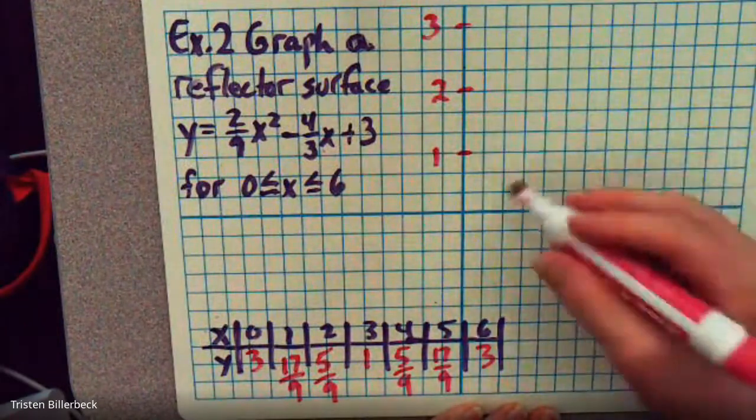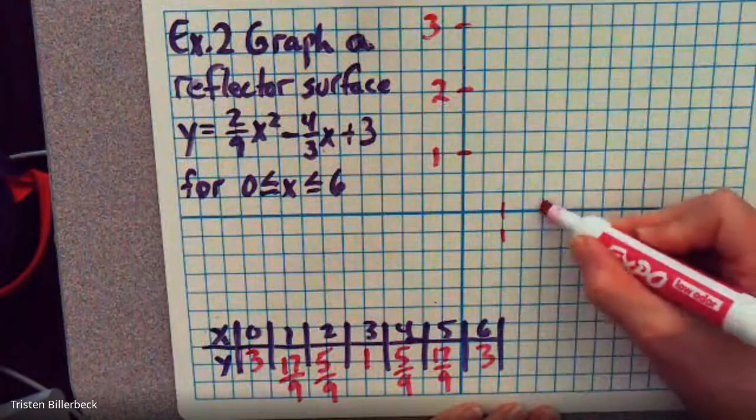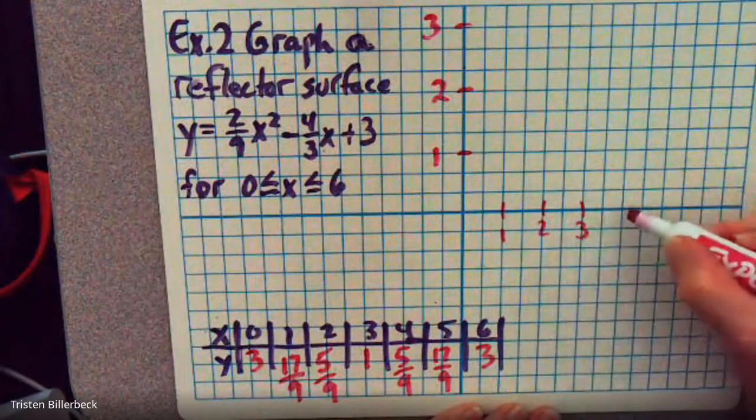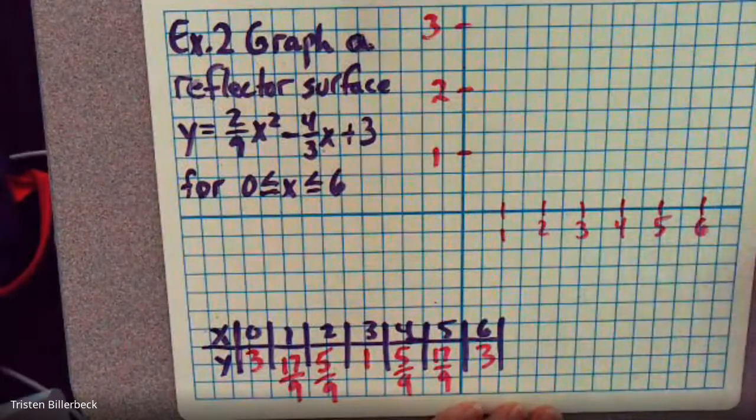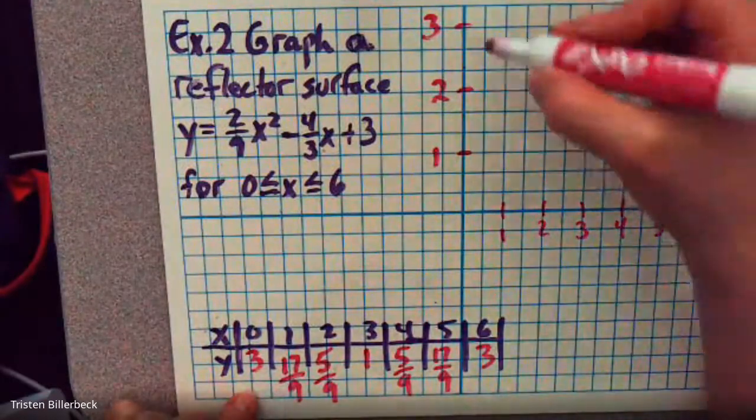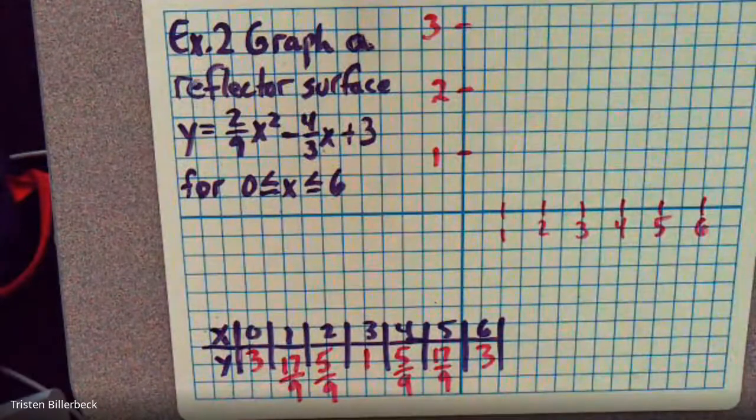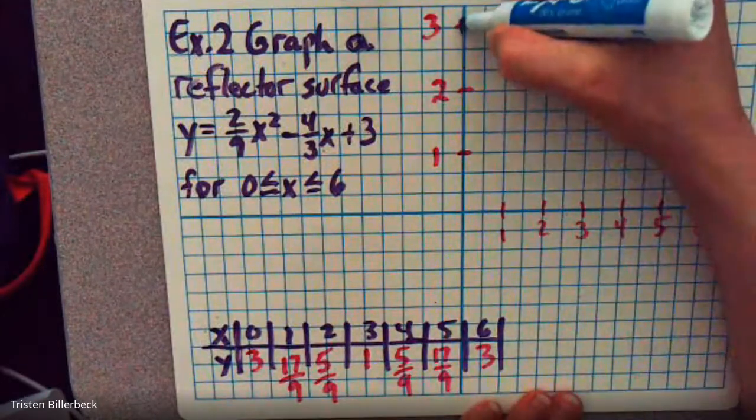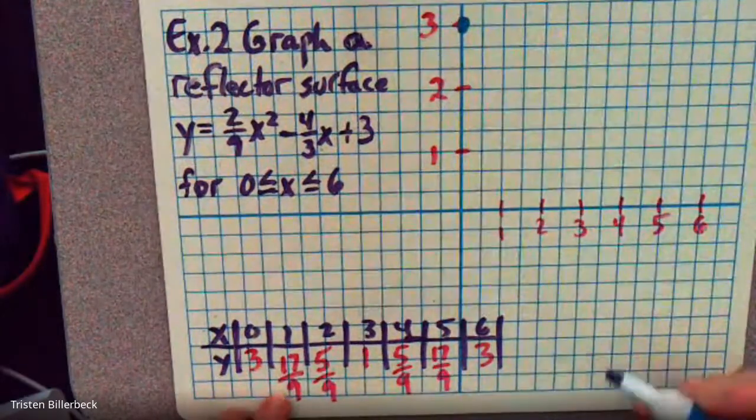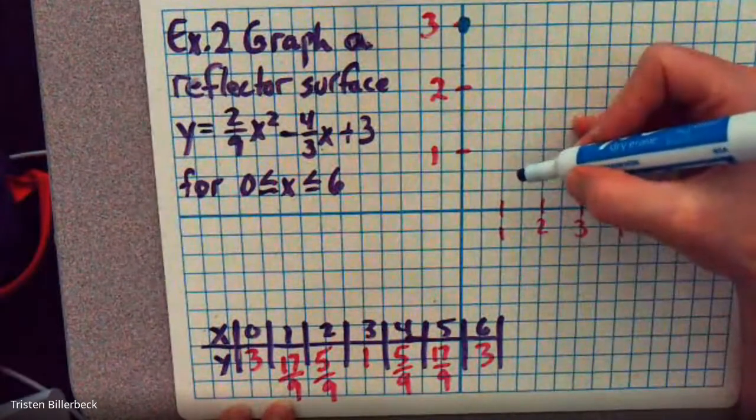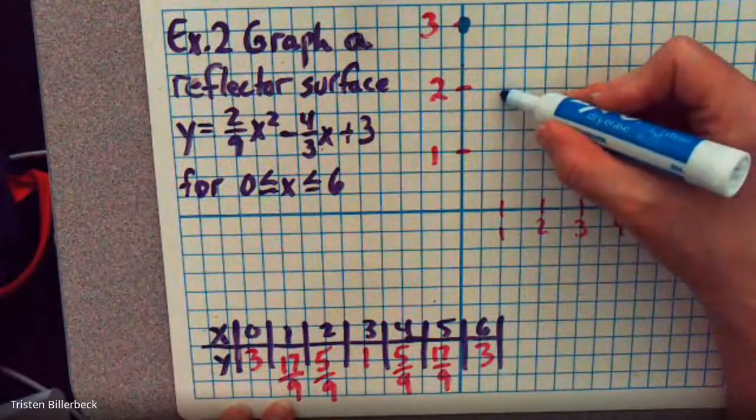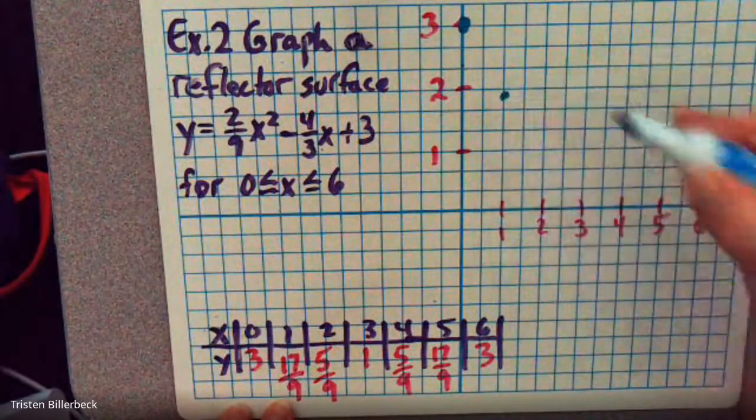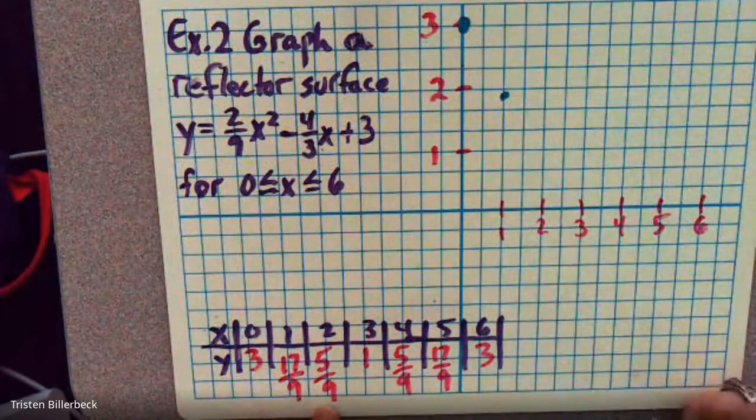Okay, so this we'll just do 1, 2, 3, 4, 5, and 6. Okay, so at x is 0, we were up here at 3. And then at 1, that's the thing that I'm not happy about. That's so close to 2. So let's call it right there. Okay, we'll smooth it out later.